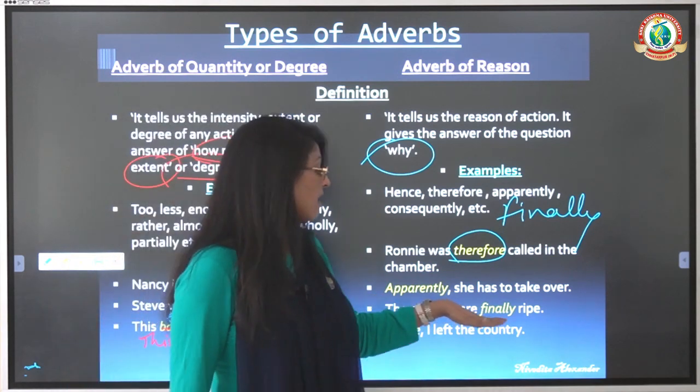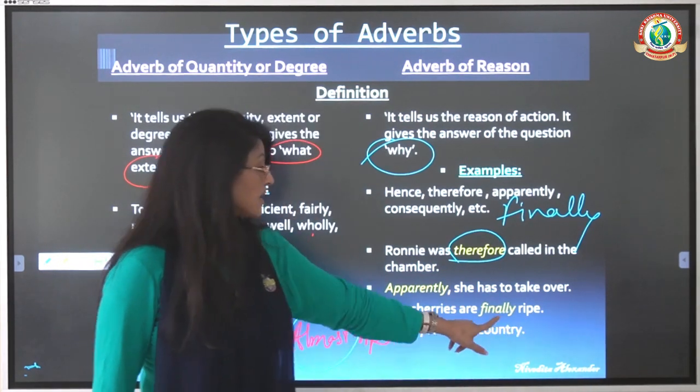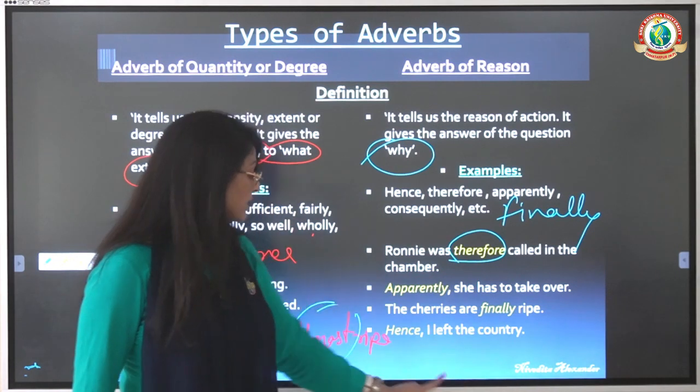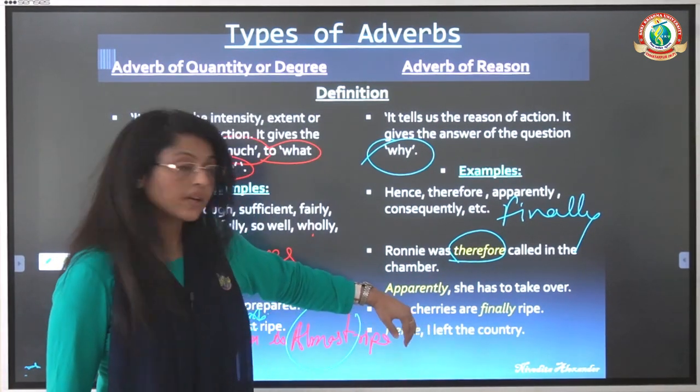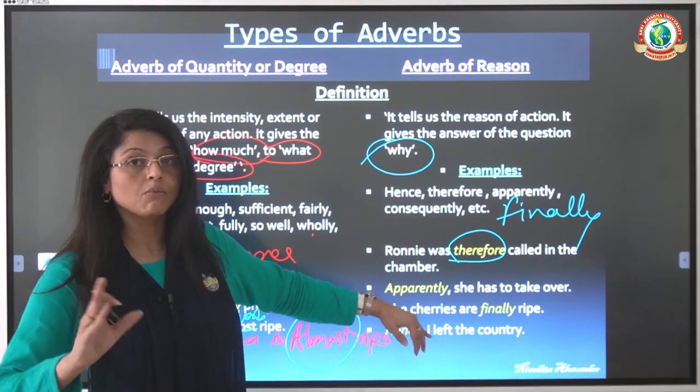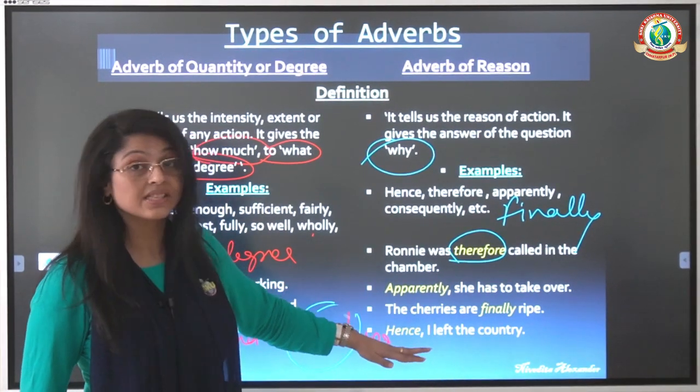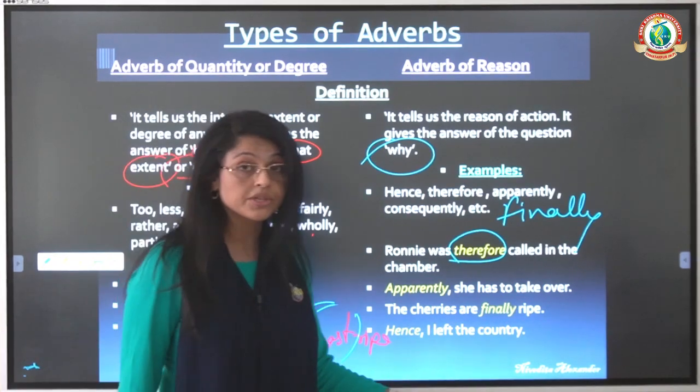The cherries are finally ripe. See, I told you, finally ripe. Finally is also an adverb. Hence, I left the country. So "hence" in "I left the country" is also giving the reason why you left the country. Hence is the word which will give you further information, right?